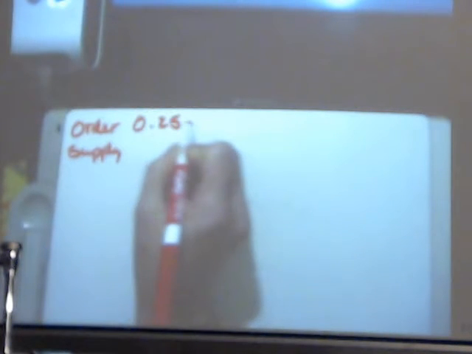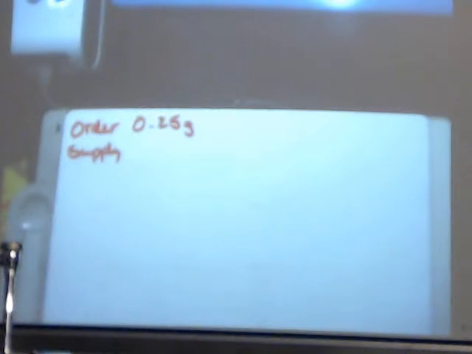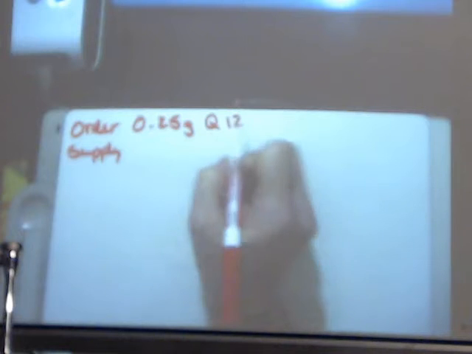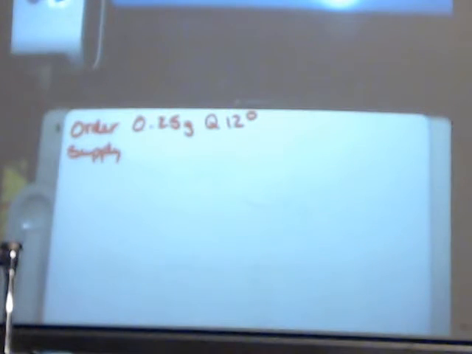Okay, so exercise 4.3, it says the physician has ordered. So what you want to do first is write order, and then supply. Okay, so what the doctor has ordered is acromycin or tetracycline 0.25 grams every 12 hours. Q12 hours, so every 12 hours. So that's what's been ordered: 0.25 grams every 12 hours.